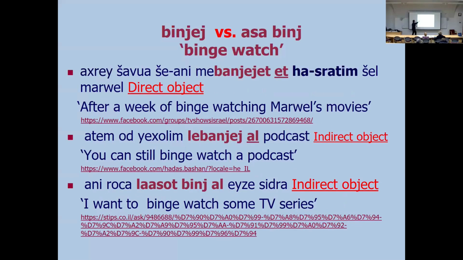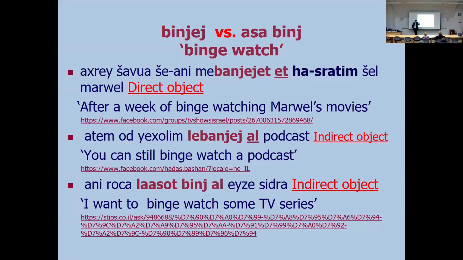We have מבנג'ג'ת את הסרטים, binge watching Marvel's movies. Okay, again, we have the accusative marker, את הסרטים. So here it's a direct object to which binge watch the movies. Here we have לבנג'ג' על podcast, to binge watch a podcast, where we have the preposition al.